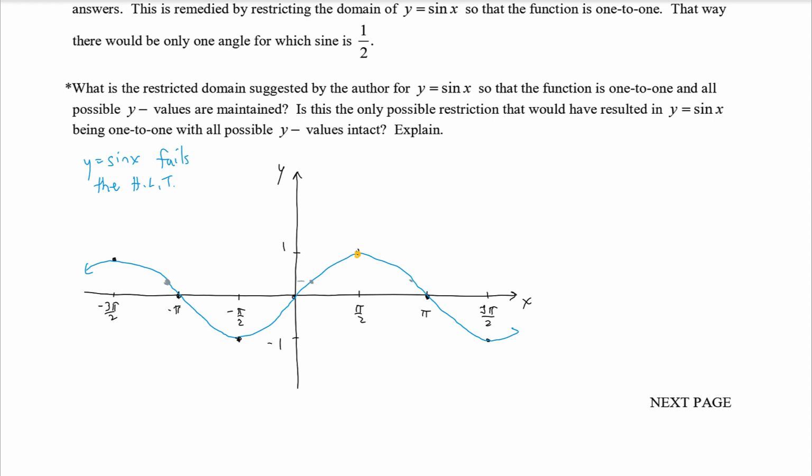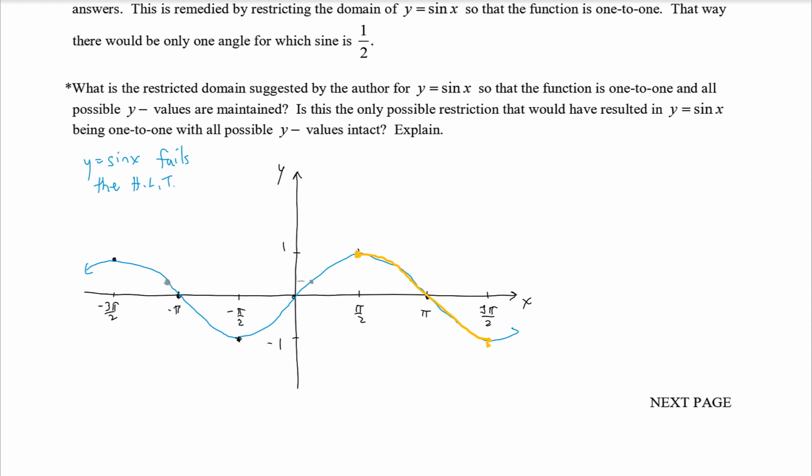Another option would be I could do from pi over 2 down to 3 pi over 2, but again, the downside is it doesn't allow zeros in the domain, and zeros are pretty common numbers. Zeros are a pretty important number. It also doesn't allow for negative numbers in the domain. So again, what's our goal here? What are we trying to do? What's the most versatile way to do this?